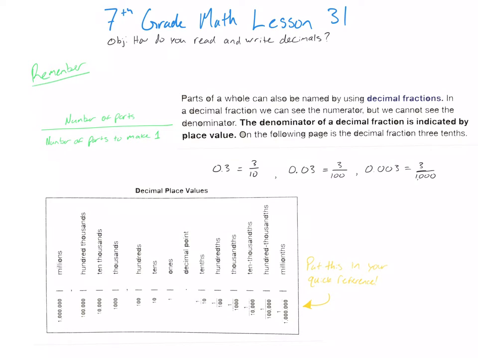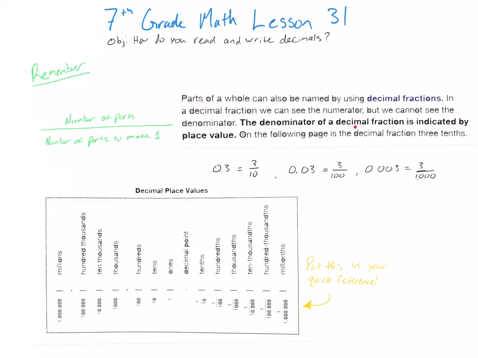So today we're going to be working with a special type of fraction that has a denominator of 10, 100, or 1,000. And these we write as decimal numbers, or what we call decimal fractions. In decimal fractions, we can see the numerator, but we cannot see the denominator. That means we can see the top, but we can't see the bottom.